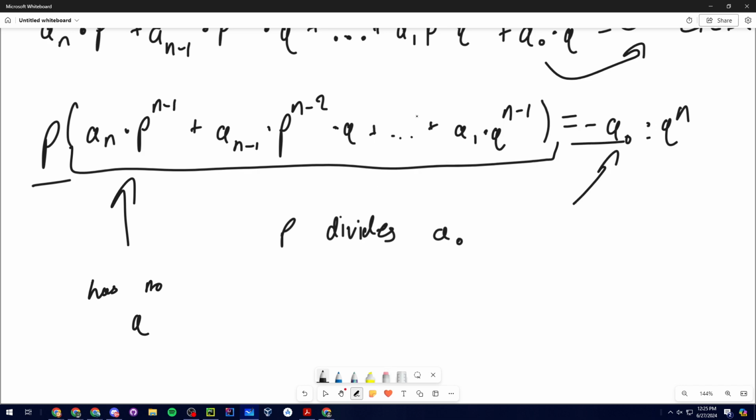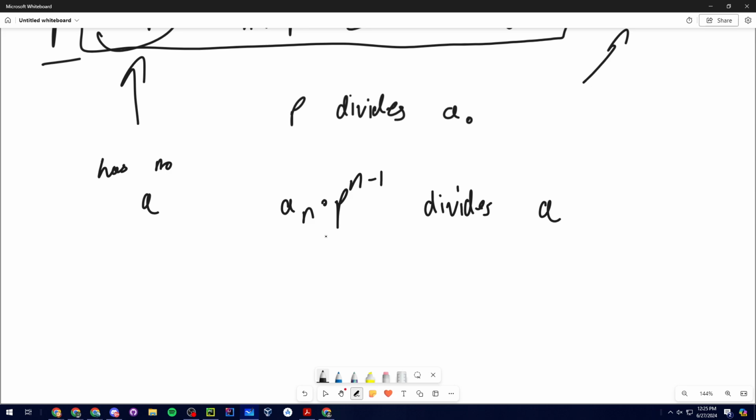And is it? Well, every single term has some q except for this term, but it's already divisible. So therefore, a to the n times p to the n minus 1 has to be able to divide q. Or more specifically, q to the n. But I'm just going to say q, just because we don't know for sure if it's q to the n. But p to the n has no q for sure. We know that because, remember, the greatest common divisor of p and q is 1. So therefore, a to the n must divide q.